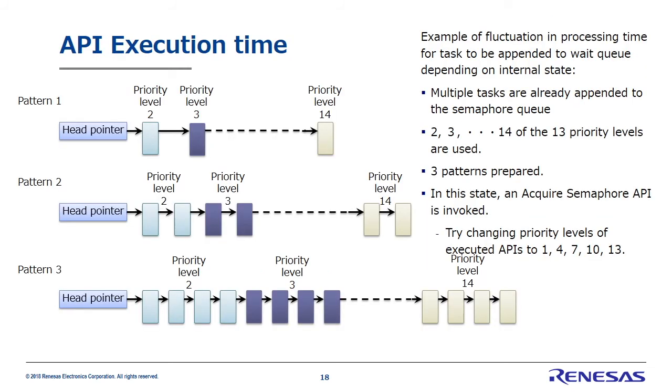For measurement purposes, we assumed 3 different patterns. Pattern 1 is when one task is appended for each priority level. Pattern 2 is when 2 tasks are appended for each priority level. Pattern 3 is when 4 tasks are appended for each priority level. For these patterns, we measured the time to append tasks of priority levels 1, 4, 7, 10, and 13 to an already constructed wait queue.